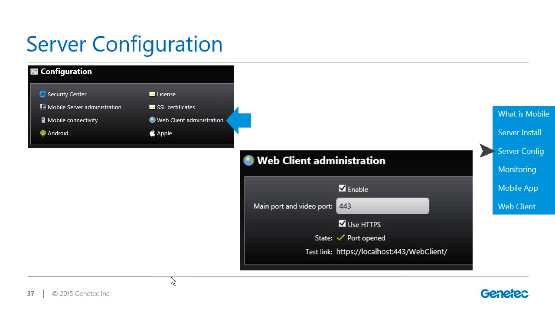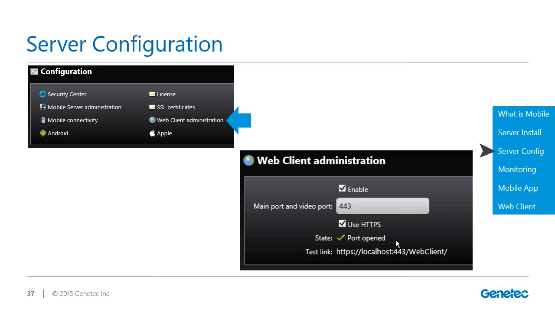Let's start with the web client by going into the web client administration section. The first thing we want to do is select if we want the web clients to be able to connect at all. So this is enabled by default, but we can uncheck it to only allow mobile apps to connect if we need to. Okay, so as well, we're using the port 443 for secure communication. So we can change that port here if we need to. And we can also state if we want to use HTTPS or secure communication.